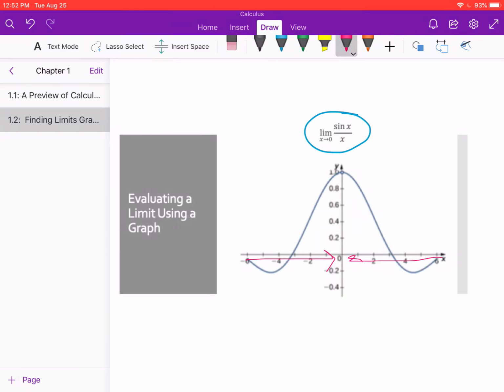So we want to follow the graph from the left until we get to 0, and then we want to follow the graph from the right side as we get closer and closer to x equals 0. And we see right here at 1. So this limit is equal to 1.